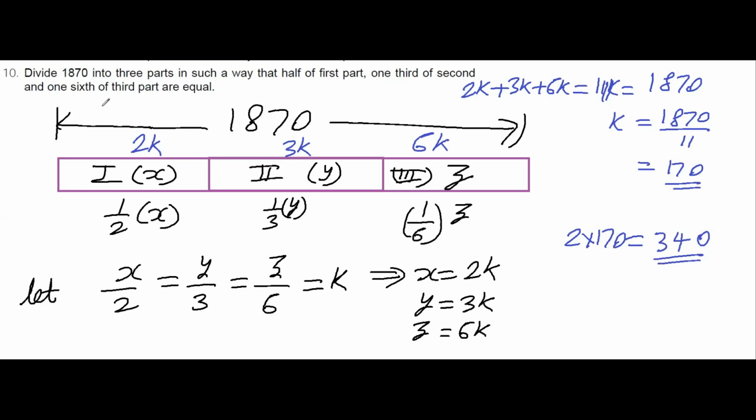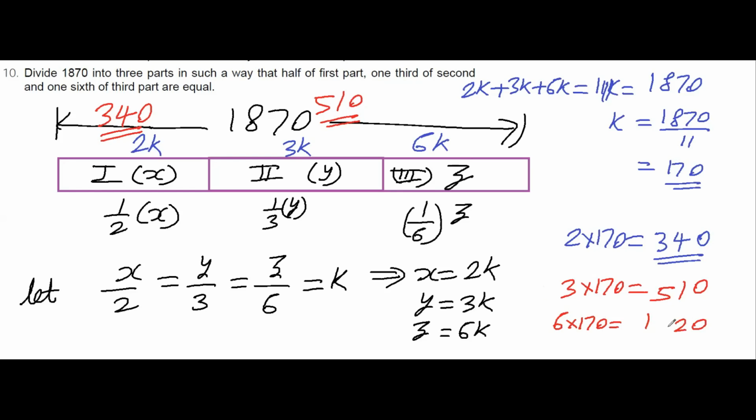So let me write this as first part is 340 and second will be 3 into 170. 3 sevens are 21, and then it is 51, right? So this second part will be 510. This is the second part, and third one, Z, I need to multiply by 6 into 170. That will give you 1020. So this third part is 1020. So this is the answer. Got it?